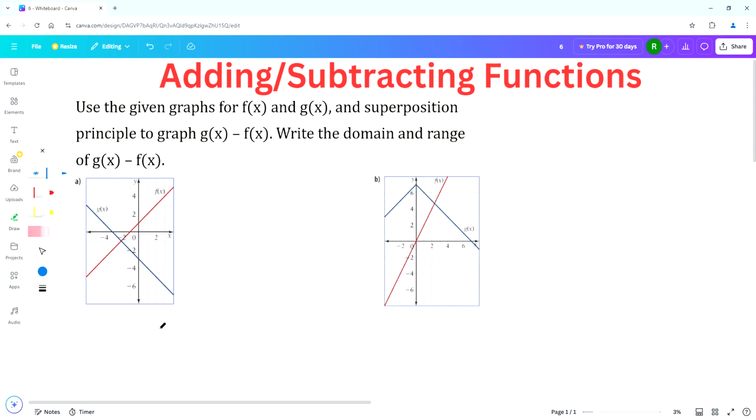We are given these two graphs. Let's start with Part A. In Part A, the red line represents function f(x), and the blue line represents function g(x).